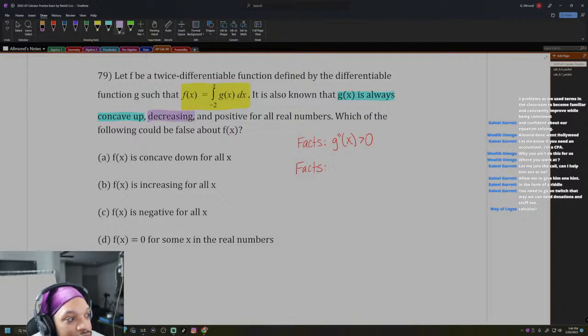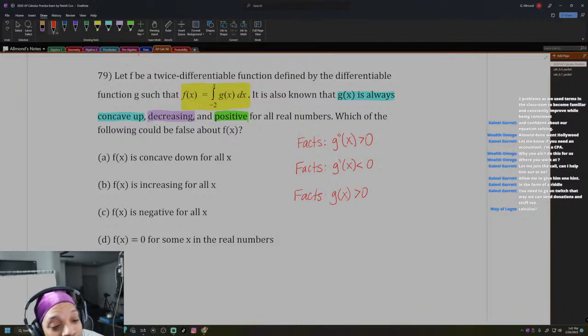g of x is decreasing. That we can get information from the first derivative. Do you remember when we said if the first derivative was negative, then that means that our function is decreasing? And lastly, it tells us that g of x is positive for all real numbers. That just means exactly what it says. g of x is positive, so we know that g of x is greater than 0.